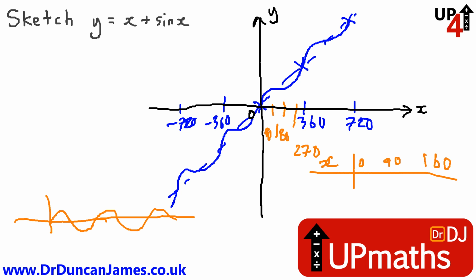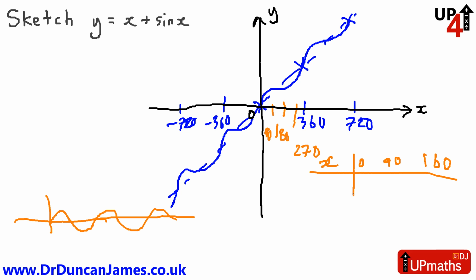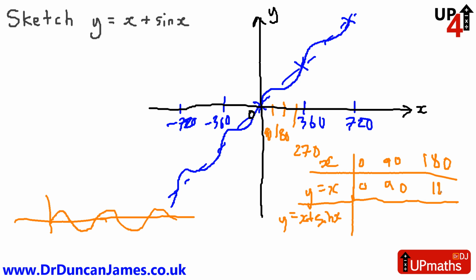And then you could work out the value for y equals x and the value for y equals x plus sine x. So we're going to compare them. If y is just equal to x, it'd be 0, 90, and 180. But if it's x plus sine x, that would be 0. That would then be 91. And that will drop back to 180.